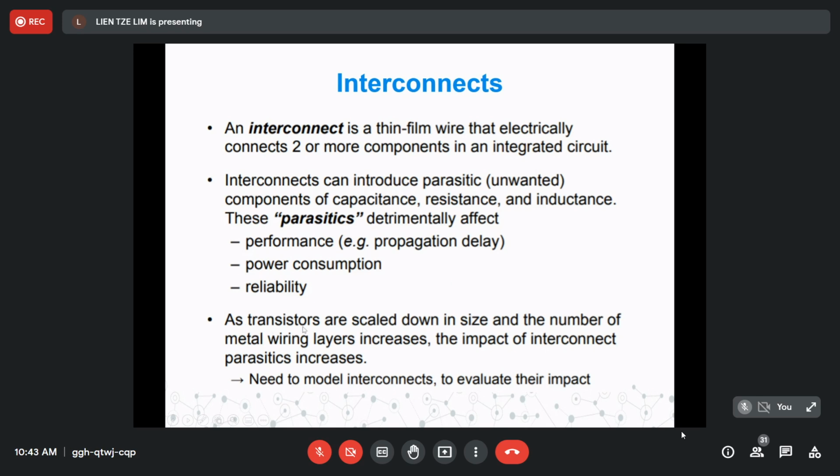As transistors are scaled down in size and the number of metal wiring layers increases, the impact of the interconnect parasitics increases.